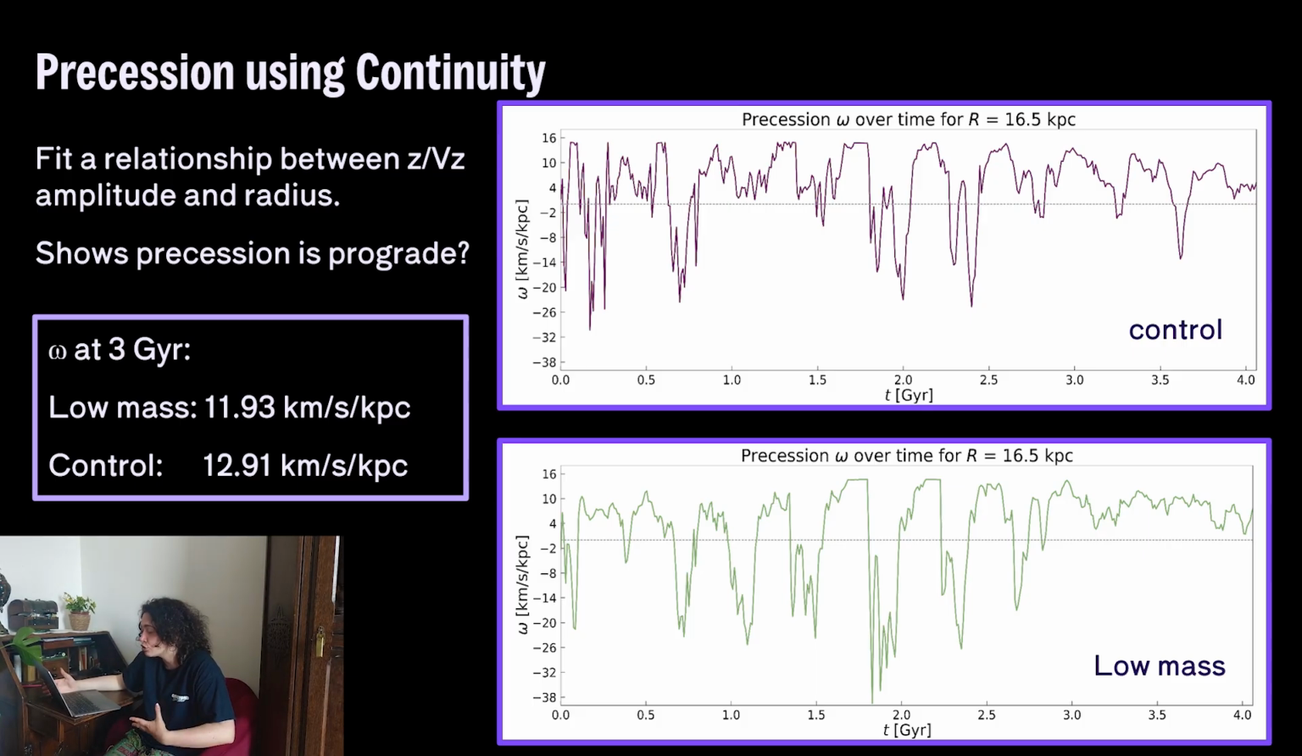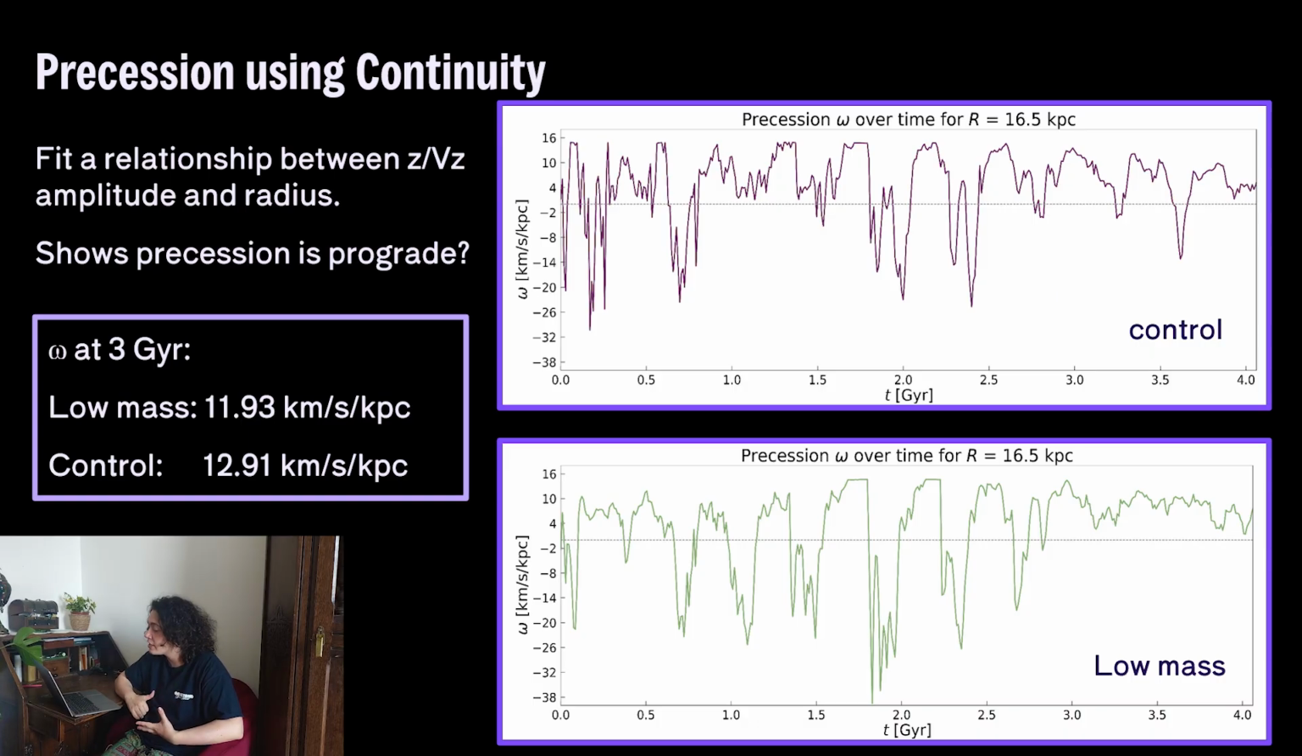And overall, it shows that the warp precession is mostly positive, so that means it's prograde and it's moving with the stars. It's moving slightly slower than the stars, around about a third of the speed of the stars within the Milky Way for the low mass sim. It really depends on which part you look at with these graphs. So at 3 gigayears, we're getting roughly 11 to 12-ish kilometers per second per kiloparsec, which has been documented in other studies as well, so that's kind of reassuring.